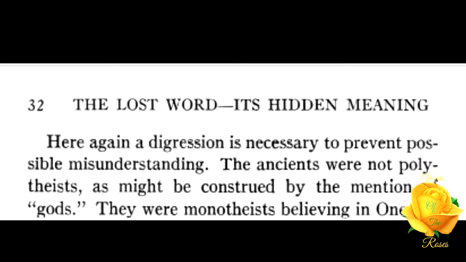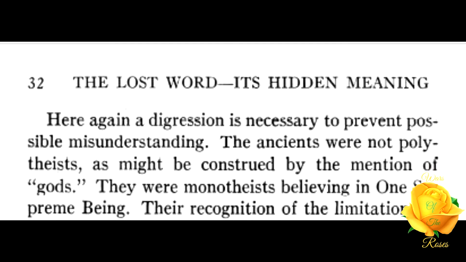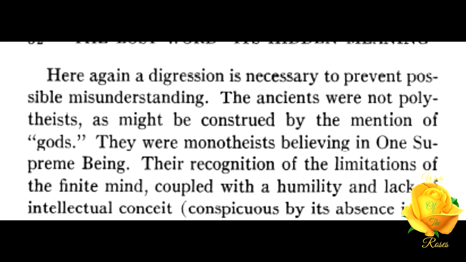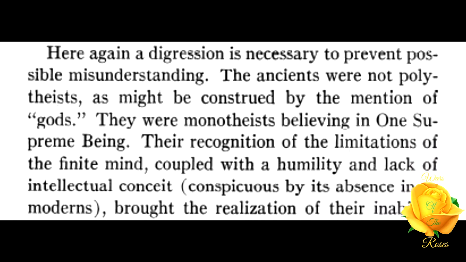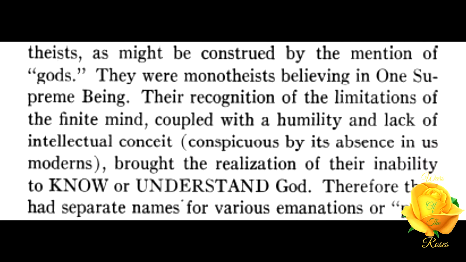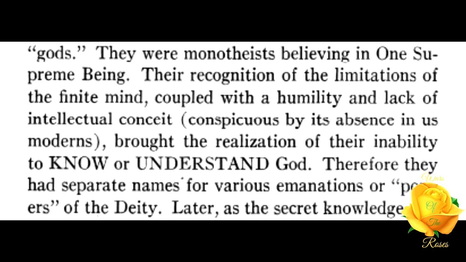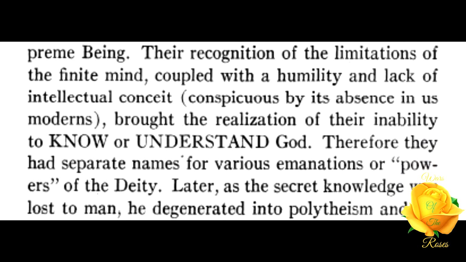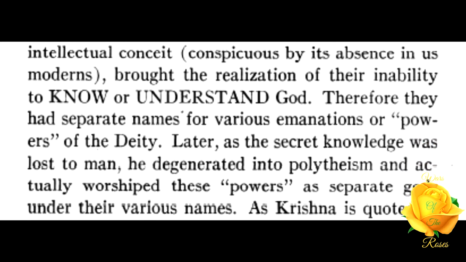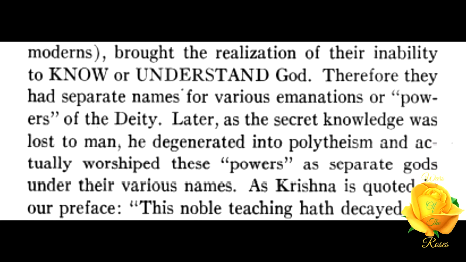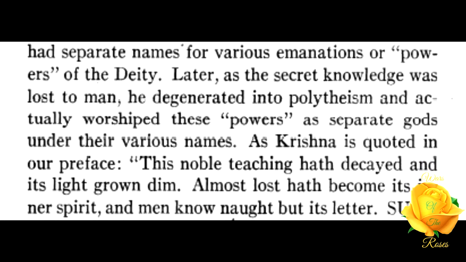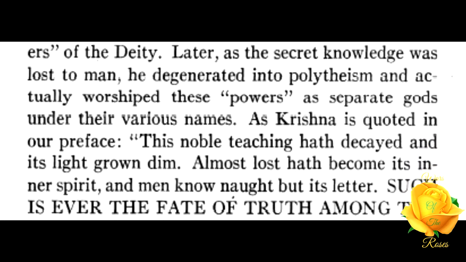Here again, a digression is necessary to prevent possible misunderstanding. The ancients were not polytheists, as might be construed by the mention of gods. They were monotheists, believing in one supreme being. Their recognition of the limitations of the finite mind, coupled with a humility and lack of intellectual conceit, conspicuous by its absence in us moderns, brought the realization of their inability to know or understand God. Therefore, they had separate names for various emanations or powers of the deity. Later, as the secret knowledge was lost to man, he degenerated into polytheism and actually worshipped these powers as separate gods under their various names.